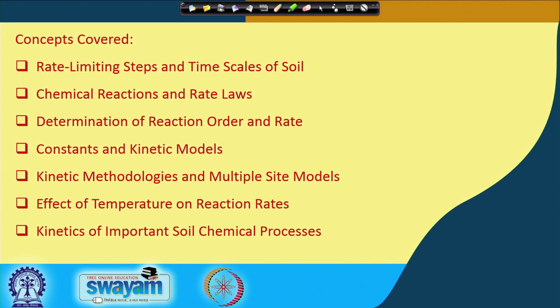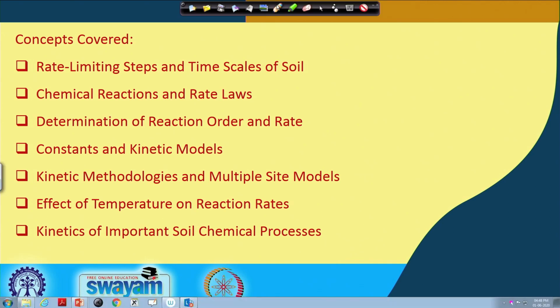In the first lecture we have covered the rate limiting steps and time scales of soil chemical process, and then we have also discussed the chemical reactions and the rate laws. Now, today we are going to focus on the determination of different reaction orders and rate in this lecture.